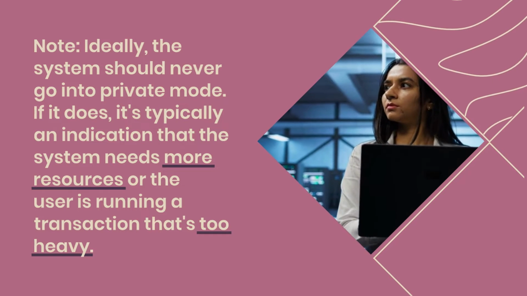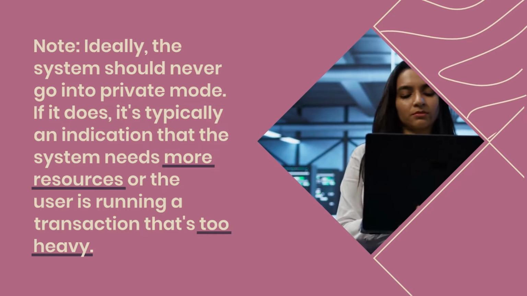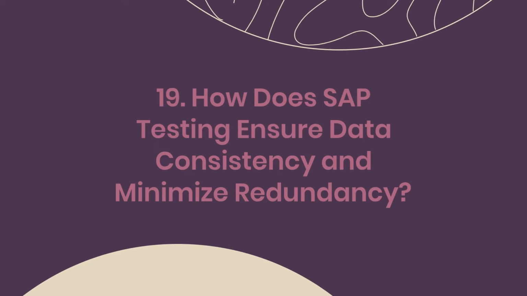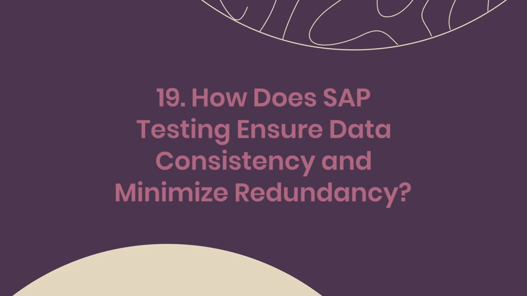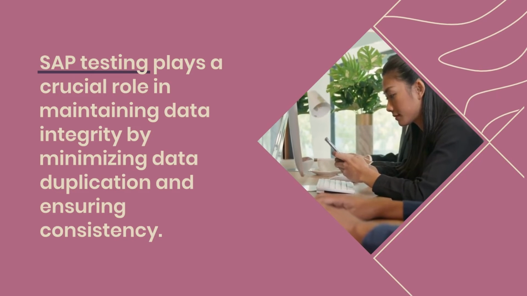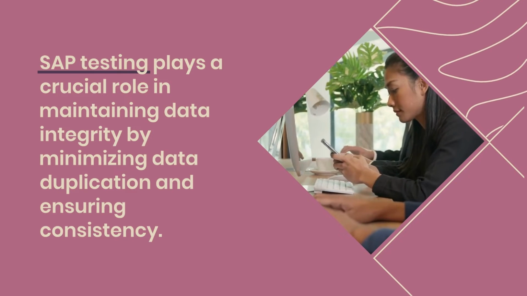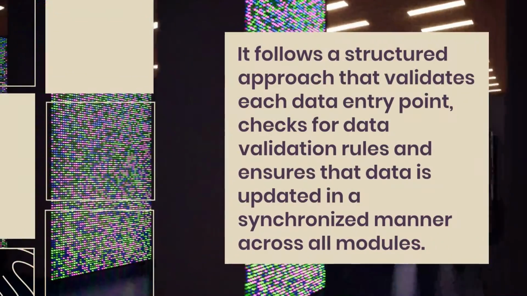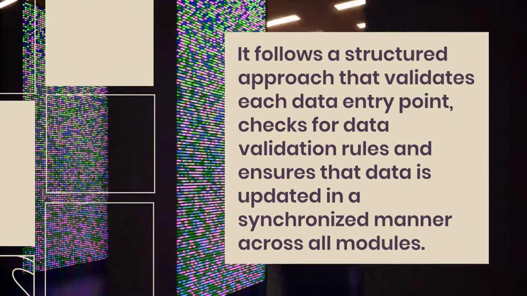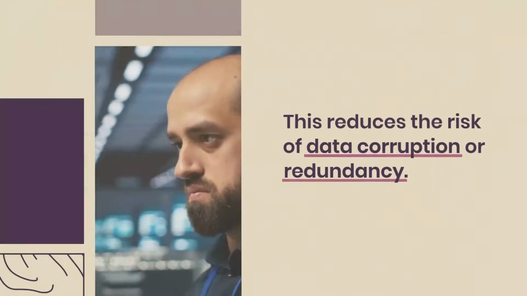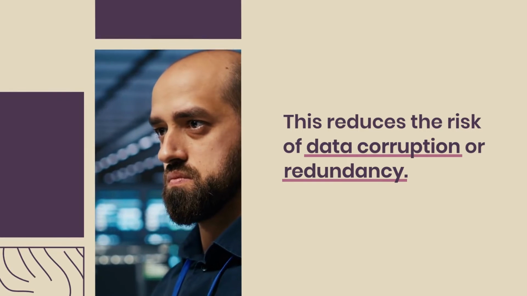If it does, it's typically an indication that the system needs more resources or the user is running a transaction that's too heavy. 19. How does SAP testing ensure data consistency and minimize redundancy? SAP testing plays a crucial role in maintaining data integrity by minimizing data duplication and ensuring consistency. It follows a structured approach that validates each data entry point, checks for data validation rules, and ensures that data is updated in a synchronized manner across all modules. This reduces the risk of data corruption or redundancy.